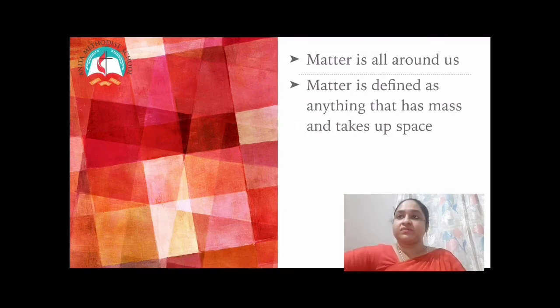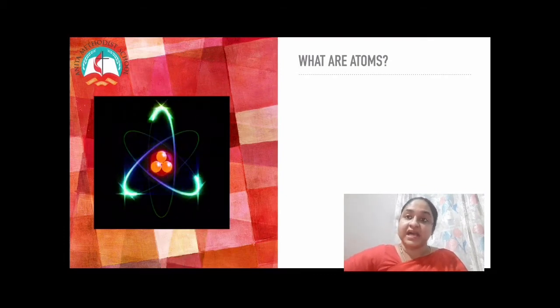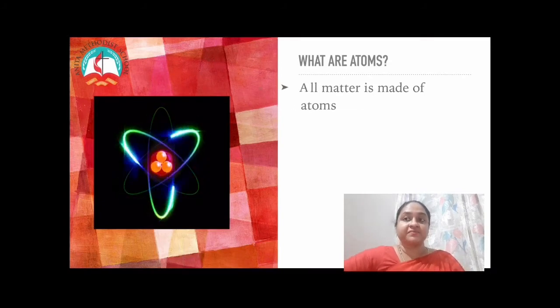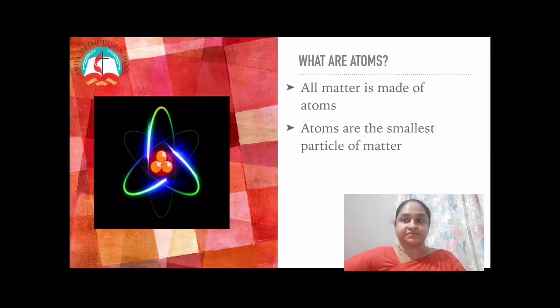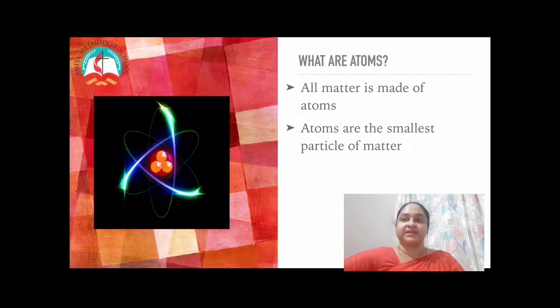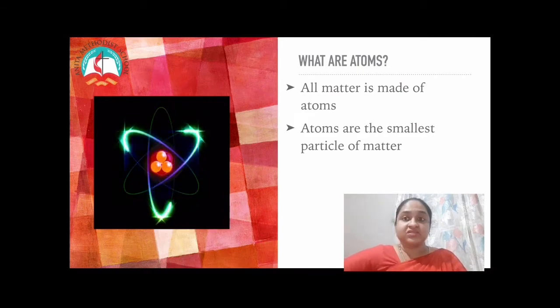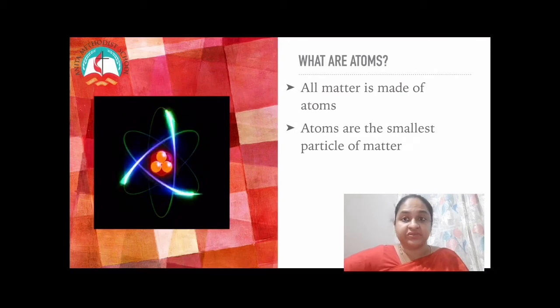So all matter is made of atoms. What are atoms? Atoms are the smallest particles of matter. We saw that these atoms cannot be seen with our eyes or even with the standard microscope.